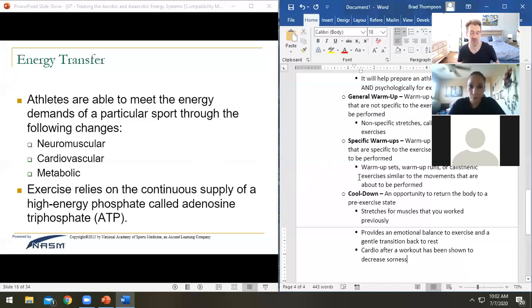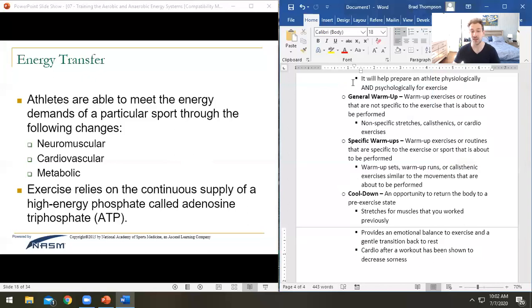All right, so those are a whole bunch of principles. Last little bit, we're going to go through some stuff we've already talked about again. Let's talk really quickly about energy transfer, how we are able to move from one energy system to another. Your athletes meet the energy demands of their particular sport through a couple of things. There are neuromuscular changes: your body gets better at a sport because it develops muscle memory. Cardiovascular changes: your body will develop more enzymes and hemoglobin and things like that.